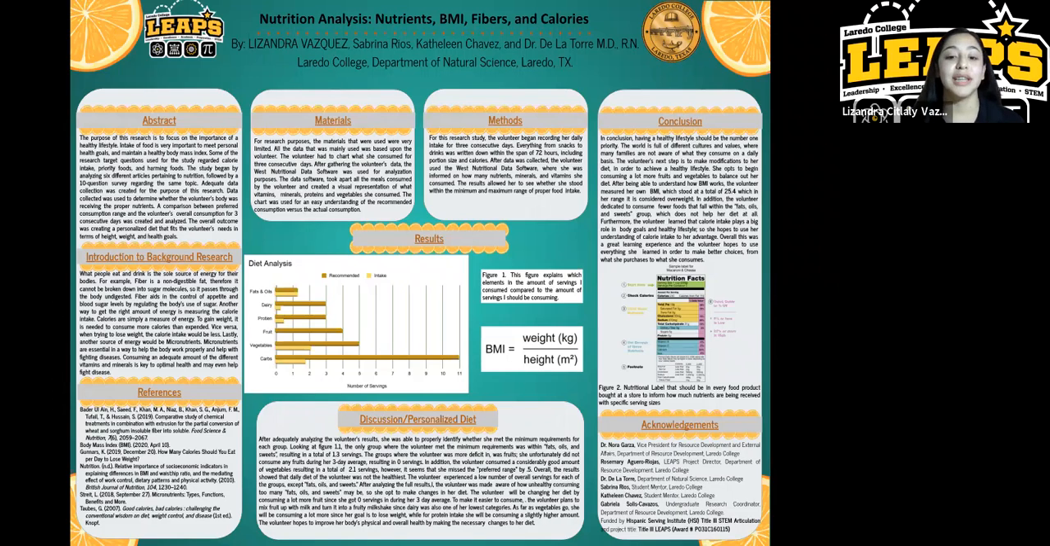After being able to understand how BMI works, the volunteer measured her own BMI, which stood at a total of 25.4, which in her range is considered overweight. In addition, the volunteer decided to consume fewer foods that fall within the category of fats, oils, and sweets, which does not help her diet at all. Furthermore, the volunteer learned that calorie intake plays a big role in the body goal and healthy lifestyle. So she hopes to use her understanding of calorie intake to her advantage.